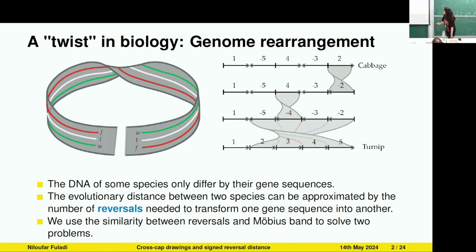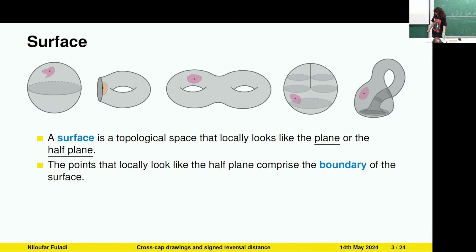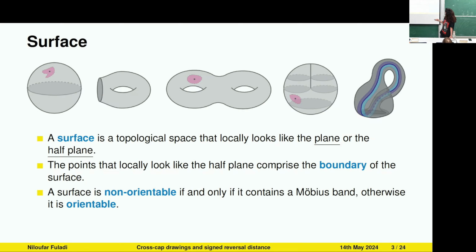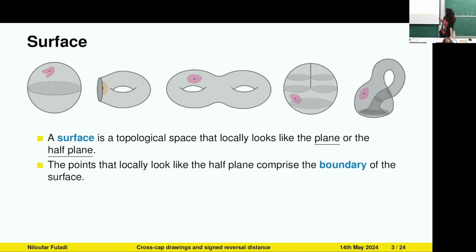Okay, so let's do some introduction. I'm pretty sure everyone knows, but I'm just going to explain in case there is someone who doesn't. A surface is just a topological space that locally looks like a plane, which means that if you have a point and you look at a small neighborhood around it, either you have a disk that looks like a plane, or, for example like this, you have a half plane, a half disk, and anything that has these properties is a surface.